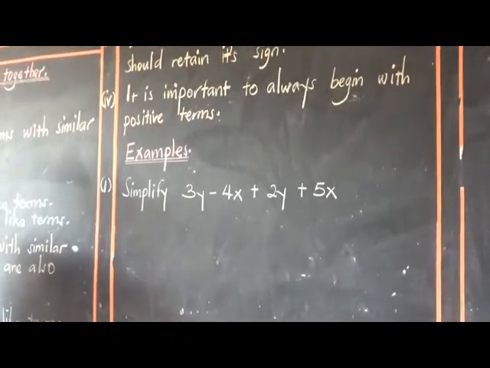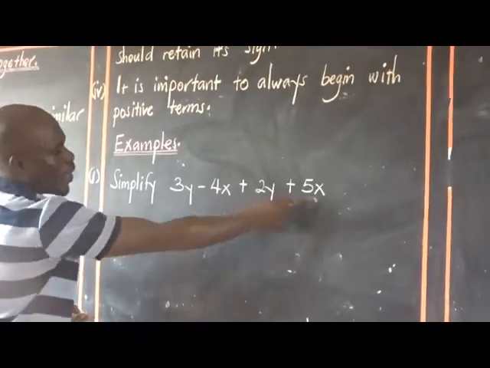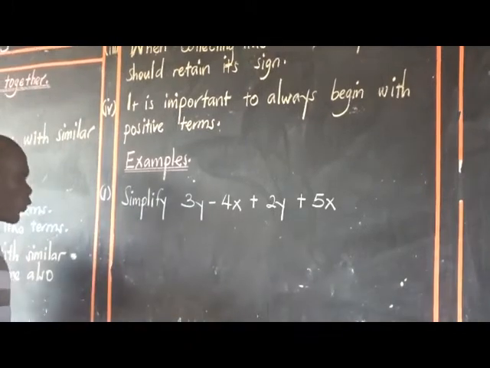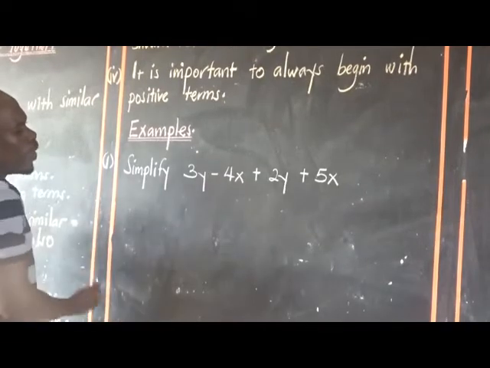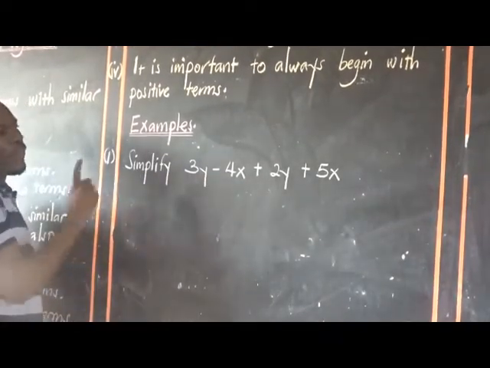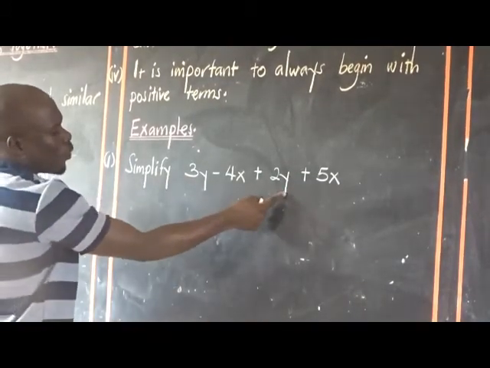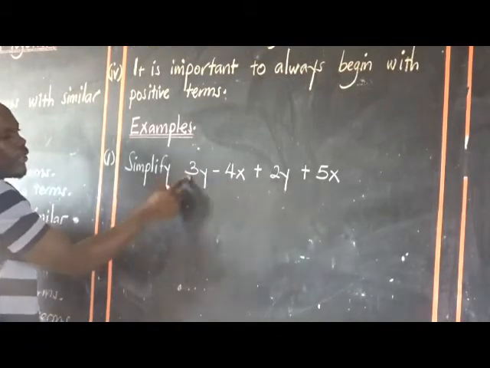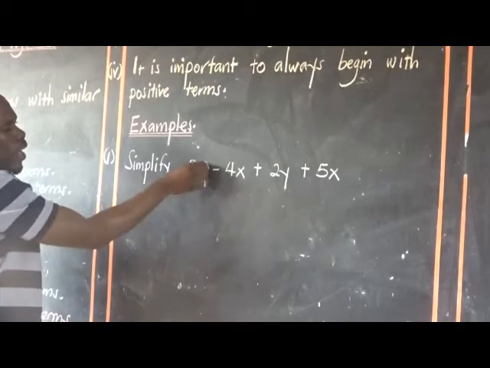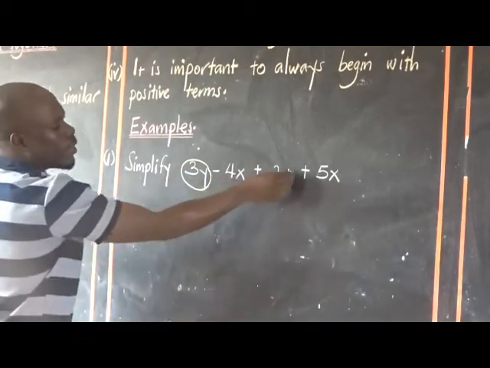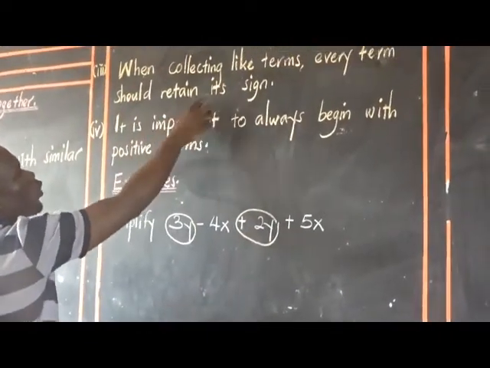Our first example is: simplify 3y minus 4x plus 2y plus 5x. The first important thing to do is to identify the like terms. Which terms here are similar? Remember we have said that terms are like if they have the same variable. Here we have 3y and here we have 2y. This is y and this is y. However different the coefficients are, because these variables are the same, these terms are similar. So this term and this term are similar. We are saying when collecting like terms, every term should retain its sign.